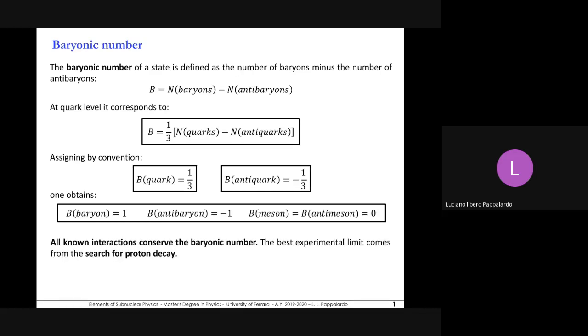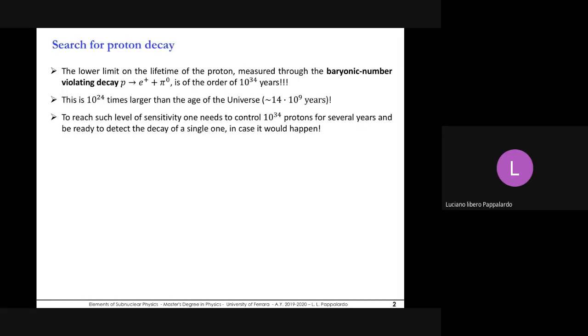Now, the important thing is that all known interactions conserve the baryonic number. So the strong, the electromagnetic, and also the weak interaction. And the best experimental limit for this baryonic number conservation comes from the search for the proton decay. So let's spend now a couple of slides on the search for the proton decay. The proton today, of course, is supposed to be a stable particle.